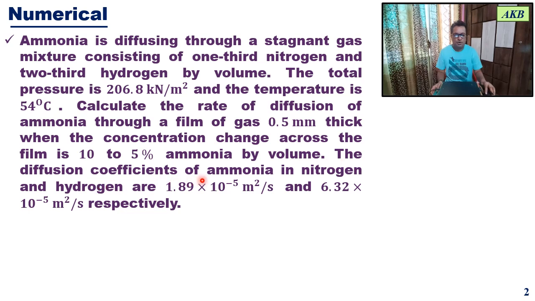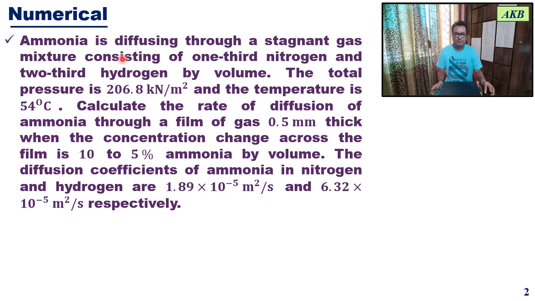The diffusion coefficients of ammonia in nitrogen and hydrogen are 1.89 into 10 to the power minus 5 meters square per second and 6.32 into 10 to the power minus 5 meters square per second respectively. So I have taken this numerical. This is an unsolved numerical from Treybal. I have taken the numerical from Treybal, and we are supposed to solve this.